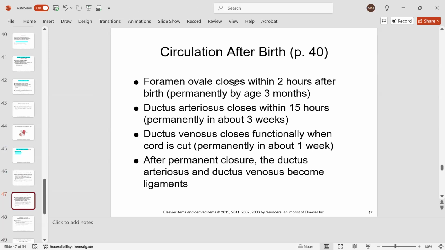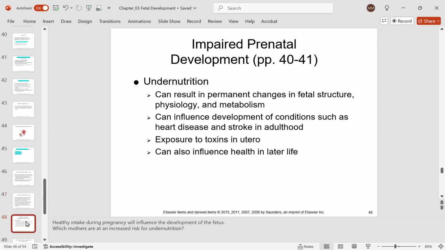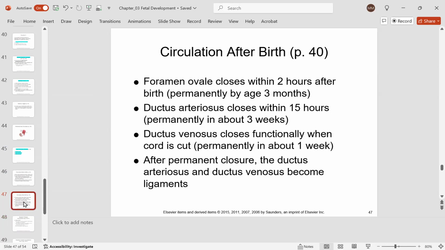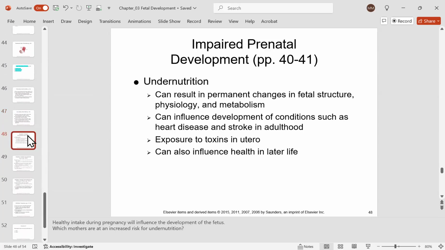The foramen ovale, that's the hole basically in the heart, closes about 2 hours after birth, but it's usually completely closed by 3 months. Ductus arteriosus, 15 hours after birth, but fully closed in about 3 weeks. Ductus venosus closes in about a week. Okay. And after they close, the ductus arteriosus and venosus actually become ligaments. They're no longer vessels, which is also pretty amazing. All right, so I need to get a picture of this circulation. And I will do that.